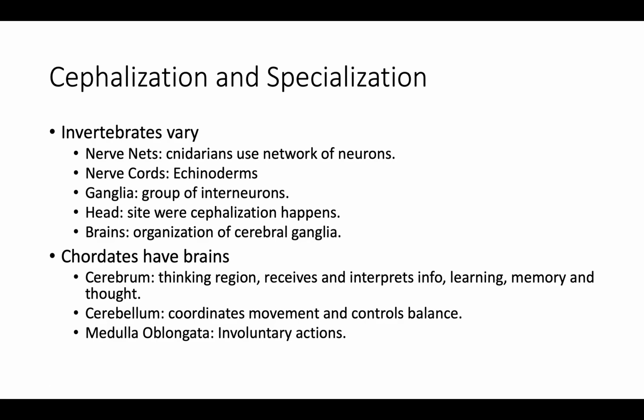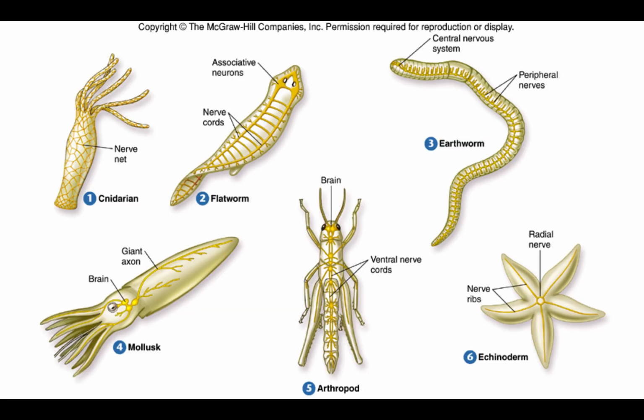Your cerebellum is going to be responsible for movement, okay, and balance. And then your medulla oblongata is going to control your involuntary actions, or pretty much those things that keep you alive. Your heartbeat, okay, your respiration, all those things are controlled in your medulla oblongata.